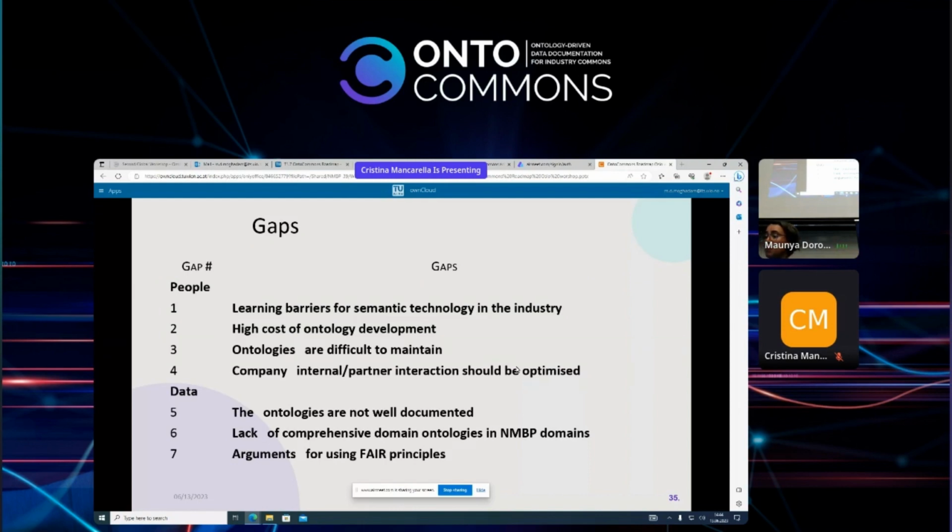And they also don't understand what the arguments are for using FAIR principles. Why do I need to make my data and ontology findable, accessible, interoperable, and reusable? This is still not clear to the people using things.